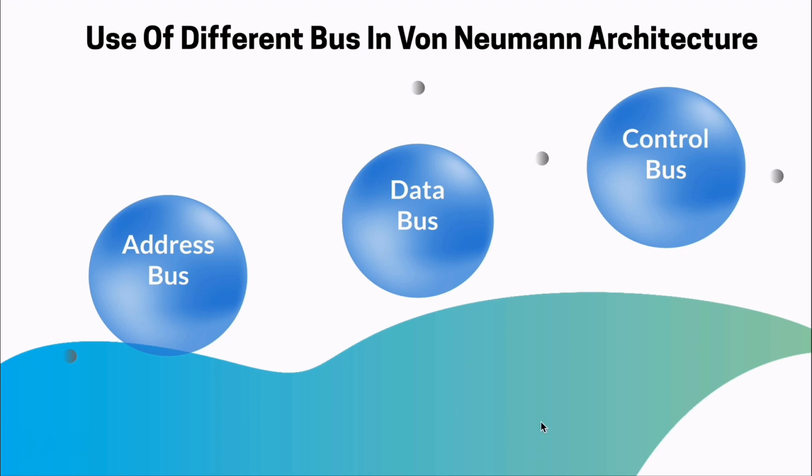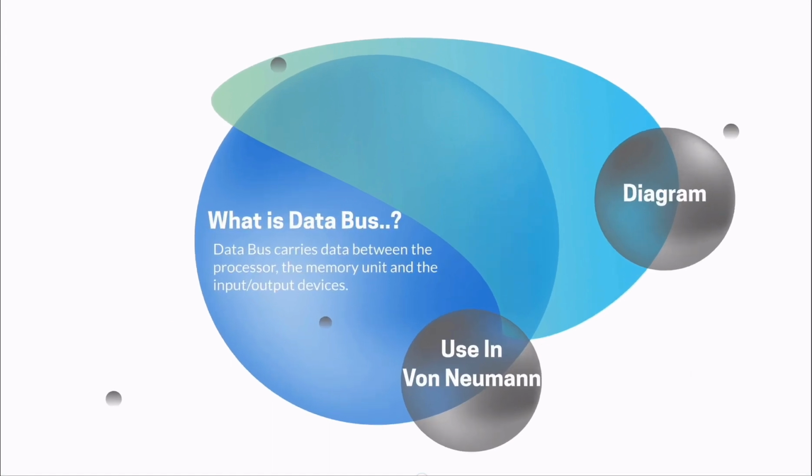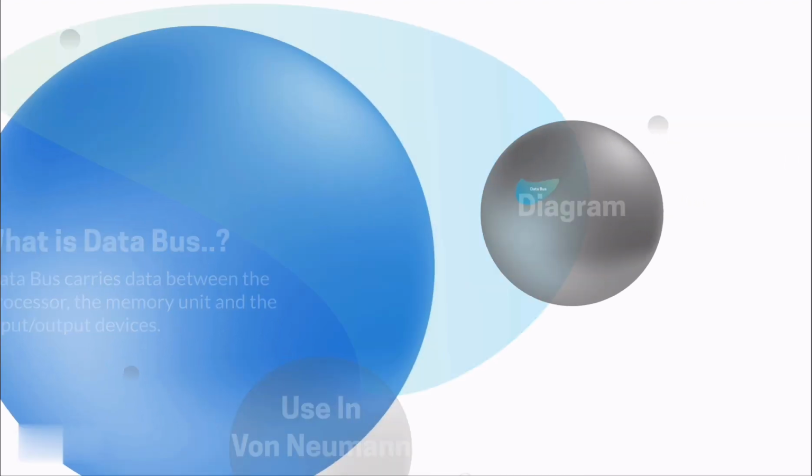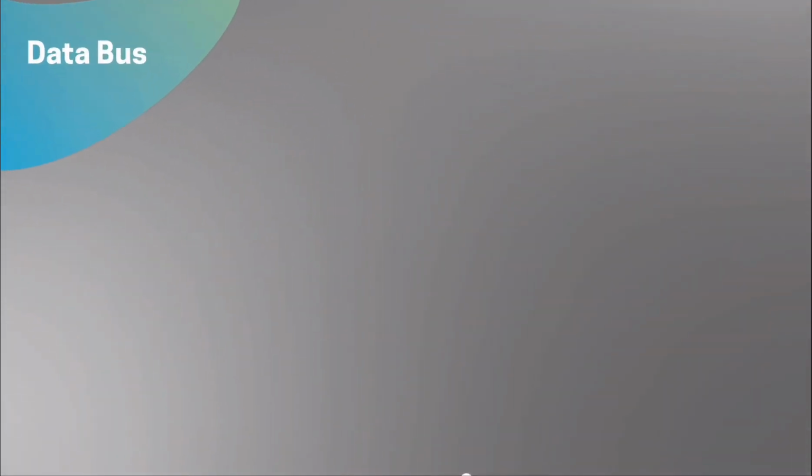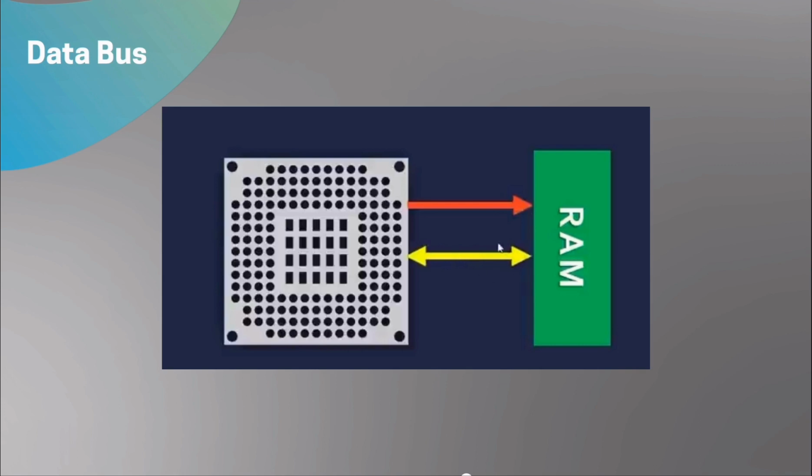We can discuss what the data bus is. The data bus carries data between the processor, the memory unit and the input output devices. The diagram shows data transfer from the memory to the computer, or into or out of the central processing unit.